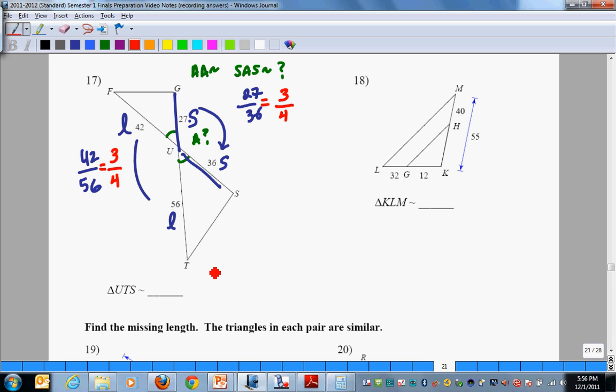So the side ratios are equal. So we have a pair of sides, pair of angles, and another pair of sides. So this is side-angle-side similarity. Now we need to match the sides here. We have UTS. There's U, T, S. So we went from middle, long, across. So we have to go middle, long, across. So it's going to be U, F, G.